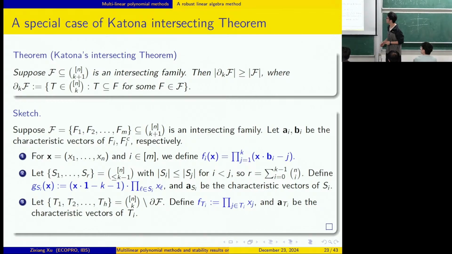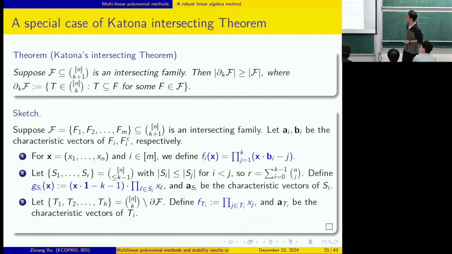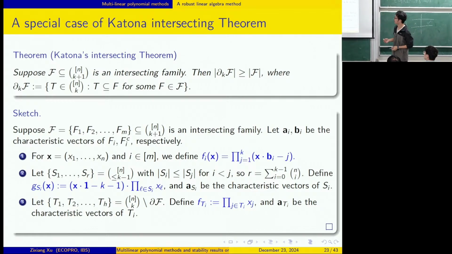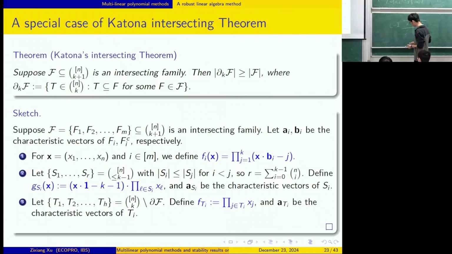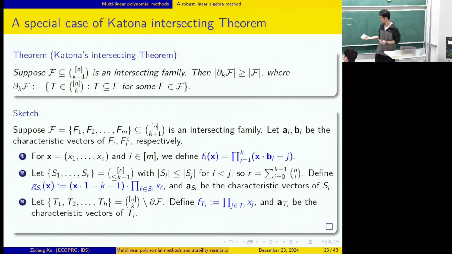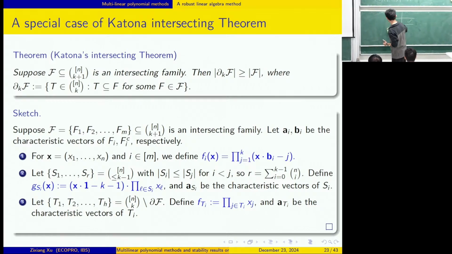So let me show you a simple example. The theorem is the famous Katona shadow intersecting theorem, which states that for a k plus 1 uniform intersecting family, the size of the set system is at most the size of its k-shadow. We can design three sequences of polynomials.